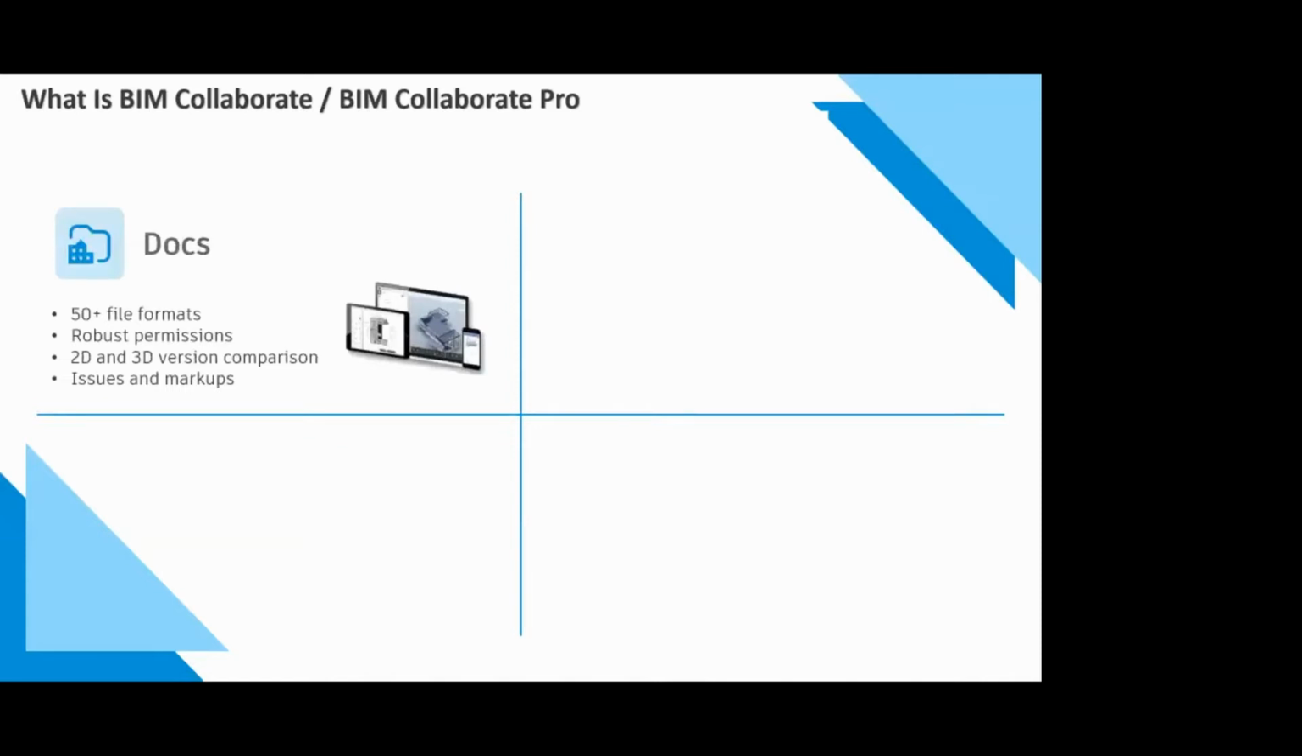So what is BIM 360 Collaborate? Sorry, what is BIM Collaborate and BIM Collaborate Pro? Well, first and foremost, these are products that include key features for Revit users, such as Autodesk Docs, the foundation of the Autodesk Construction Cloud platform. For those of you who joined last week, you got to see all the necessary features for you to utilize in the cloud with Autodesk Docs. And that is your 50-file viewers, your robust permission sets, 2D and 3D version comparison tools.